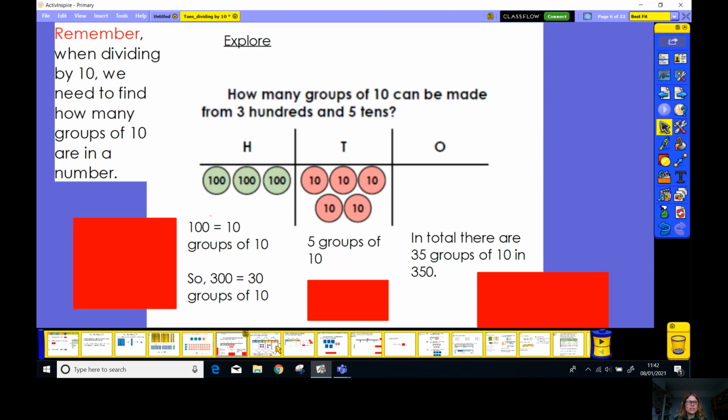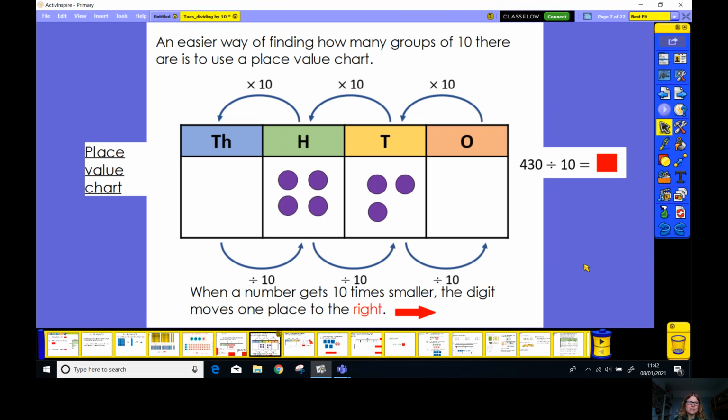Now, let's look at it on a place value grid, because sometimes it's an easier way of finding out how many groups of 10 there are. Now, remember last week when we used our place value grid, when we were timesing by 10, the digits moved one place that way, didn't they, each time? They moved to the left each time, didn't they? When a number gets 10 times smaller, the digits move one place to the right.